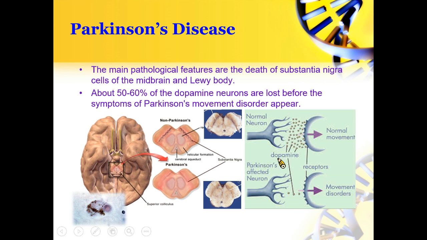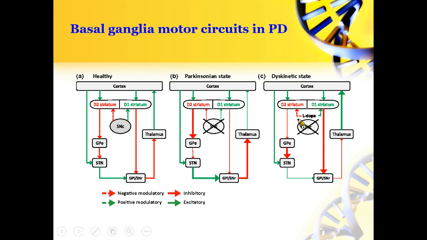There are two main pathological findings of Parkinson's disease. One is the loss of dopaminergic neurons in substantia nigra pars compacta of the midbrain. The other is eosinophilic inclusion in neurons, called Lewy body, which is immunopositive to alpha-synuclein. The clinical motor symptoms of Parkinson's disease appear when at least 50 to 60% of the dopamine neurons are lost.